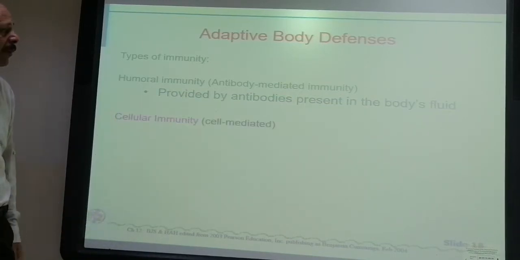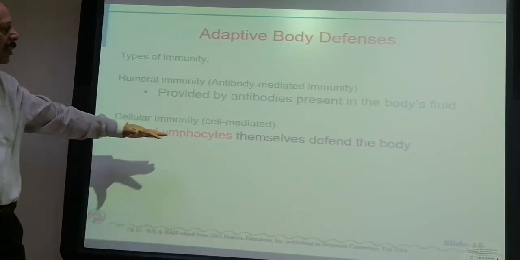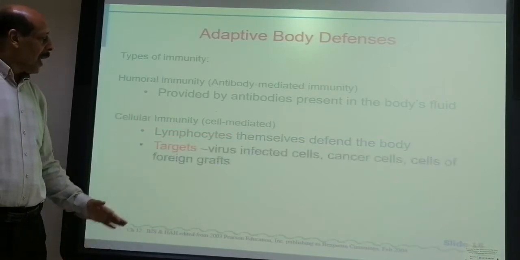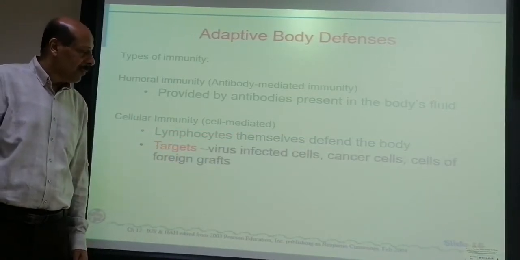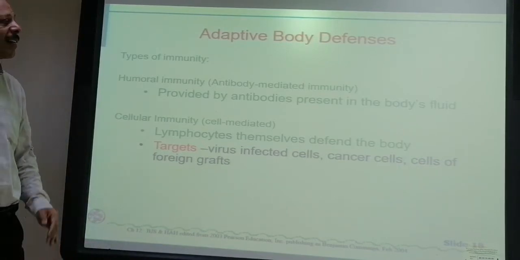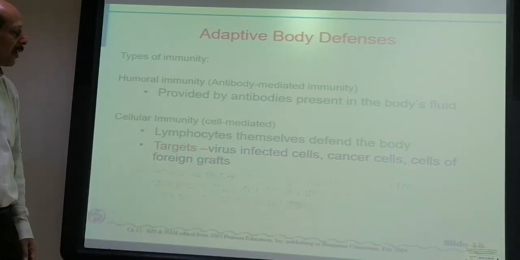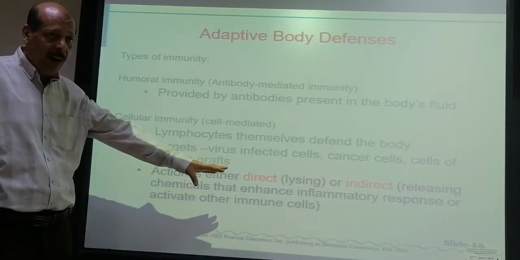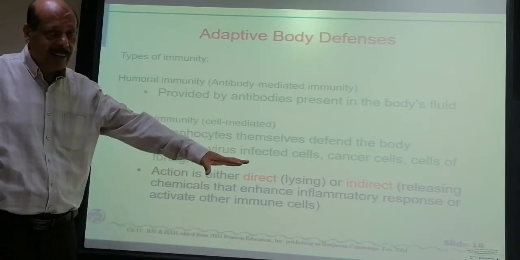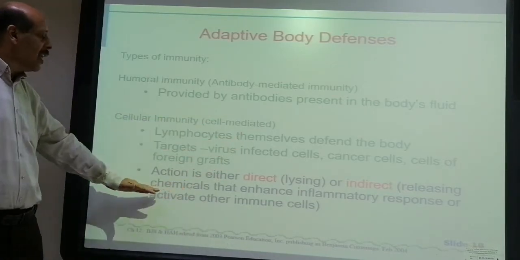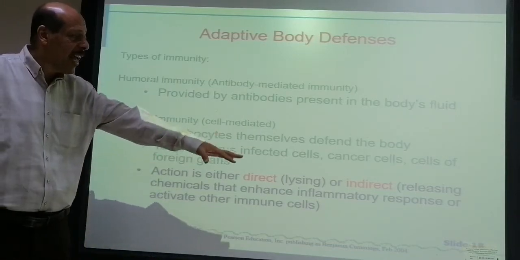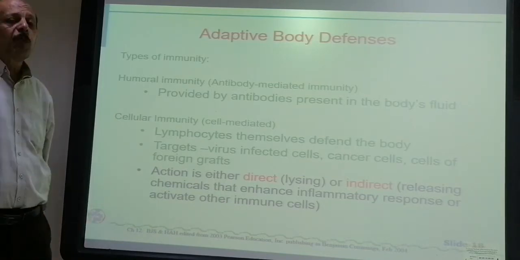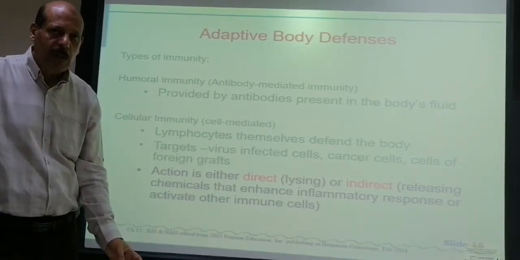The cellular immunity, or cell-mediated immunity, is where the lymphocytes themselves defend the body and target virus-infected cells, cancer cells, and foreign grafts also. The action is either direct lysis of those cells or indirect, by releasing chemicals that enhance the inflammatory responses and activate other immune cells to act against those cells.